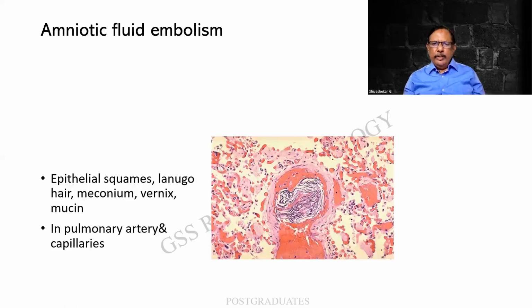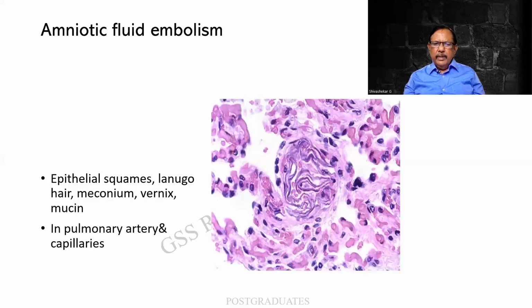Amniotic fluid embolism. Those days we used to get a slide of this. Squamous epithelial cells, lanugo hair, meconium, vernix, mucin. And obviously it's along with the interstitial congestion. So it can occur in the pulmonary artery and the capillaries. And another picture of the same. Thanks to Wikipedia and forensic pathology for these pictures.